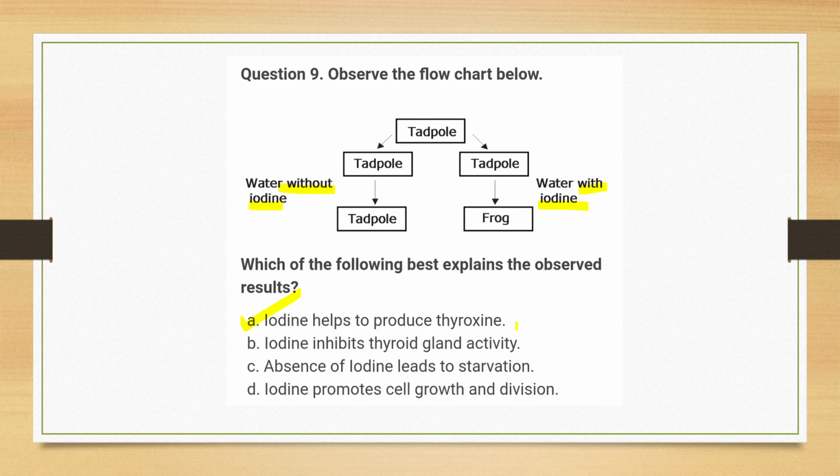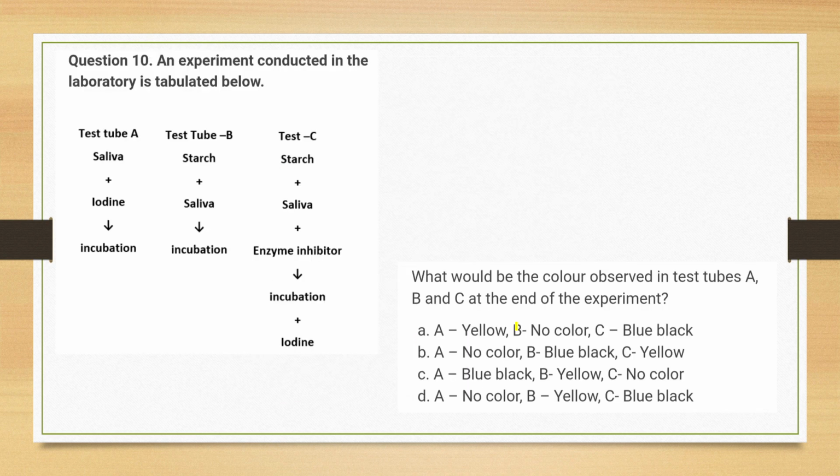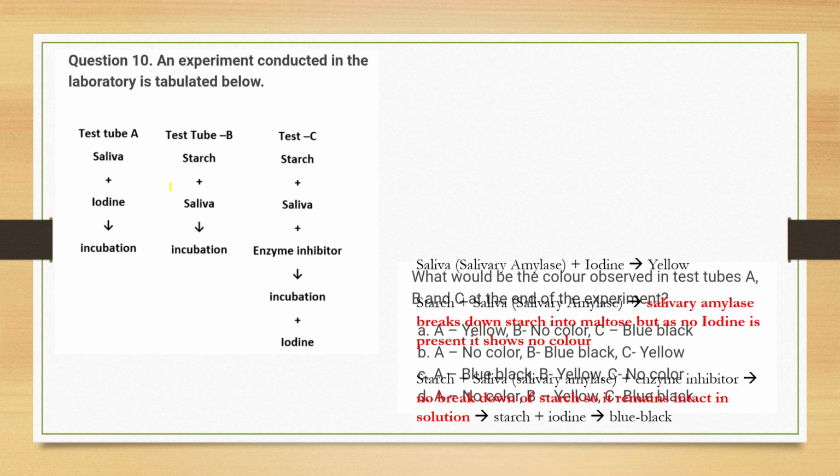Okay. Now coming to the 10th question. In test tube A, you have put saliva and iodine, and then you have incubated. In test tube B, starch and saliva, and in test tube C, starch, saliva, and enzyme inhibitor. Then you have incubated, and then you have put the iodine. What will happen? What color will you see in those test tubes?